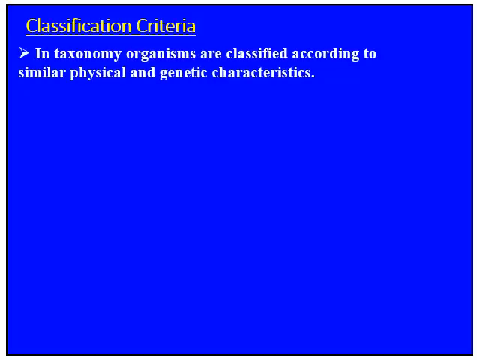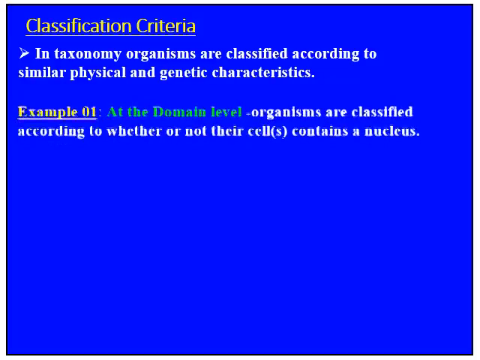So now that we've talked about the broad view of classification, we need to realize how organisms are classified. And they're classified according to similar physical and genetic characteristics. And it's important we talk about genetic. We can't just talk about characteristics of organisms that look the same.